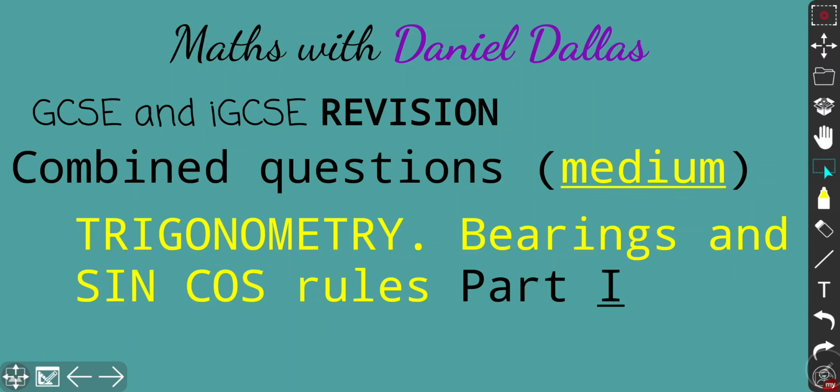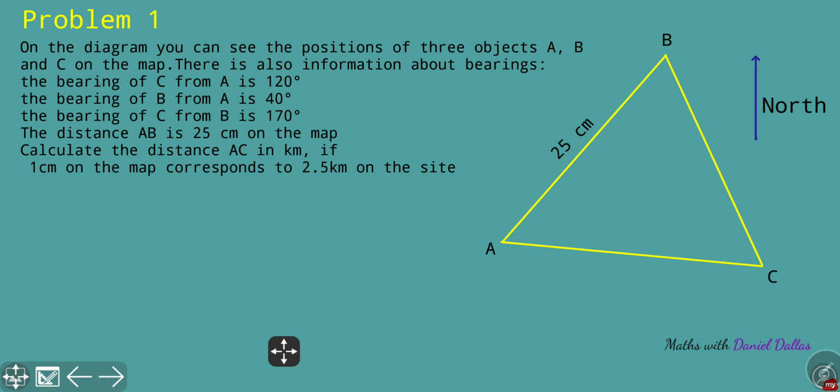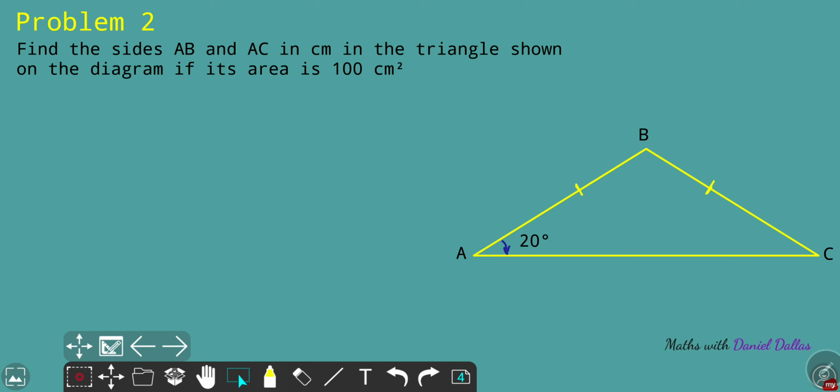This is all about GCSE, IGCSE. This is a revision for combined questions related to trigonometry. I combine bearings and sine cos rule in one, so I consider the first set. This is part one. Make sure you watch the explanation video for both bearings and sine cos rules. If you're ready to practice, this is the right time for you. Pause the video, try to fix the first problem and also the second one.